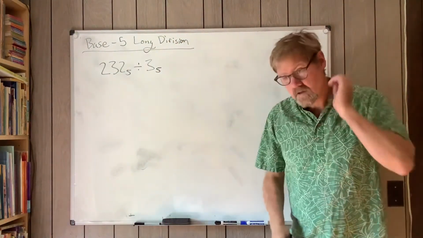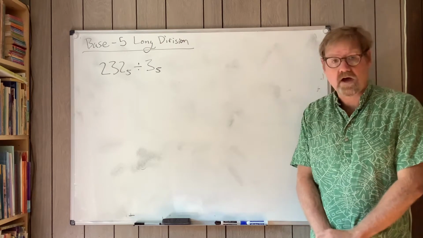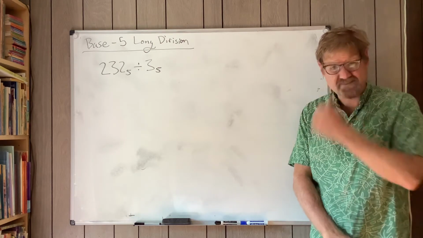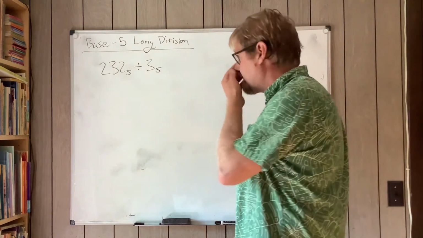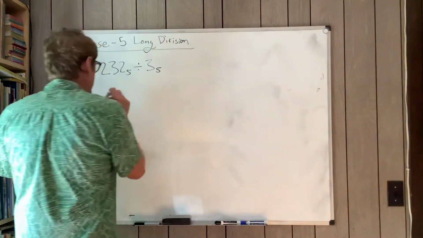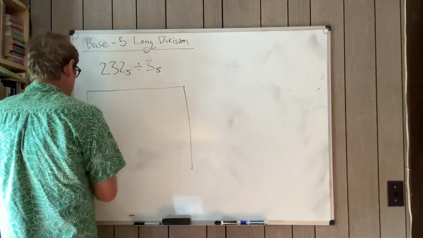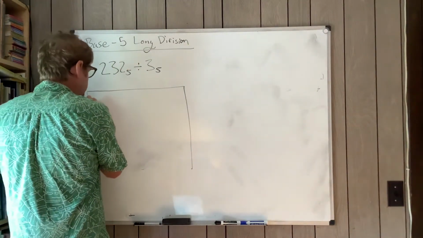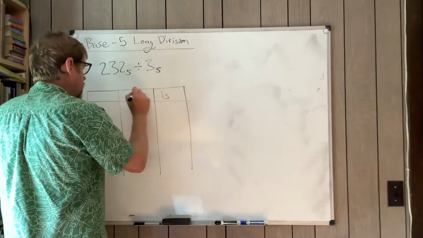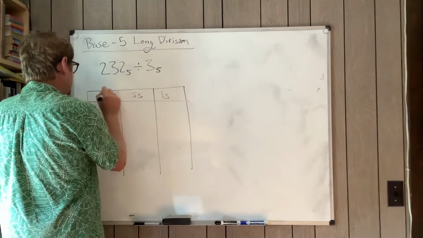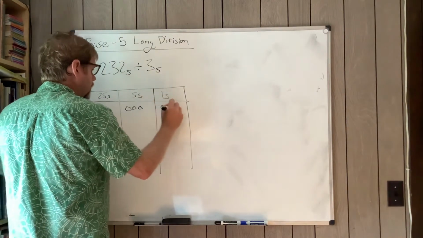Okay, so the first thing we're going to do is talk a little bit about doing a chip model with this and see how that goes. And again, with chip models with base-5, it looks like in this case I just need 1s, 5s, and 25s. I'm going to do 232.